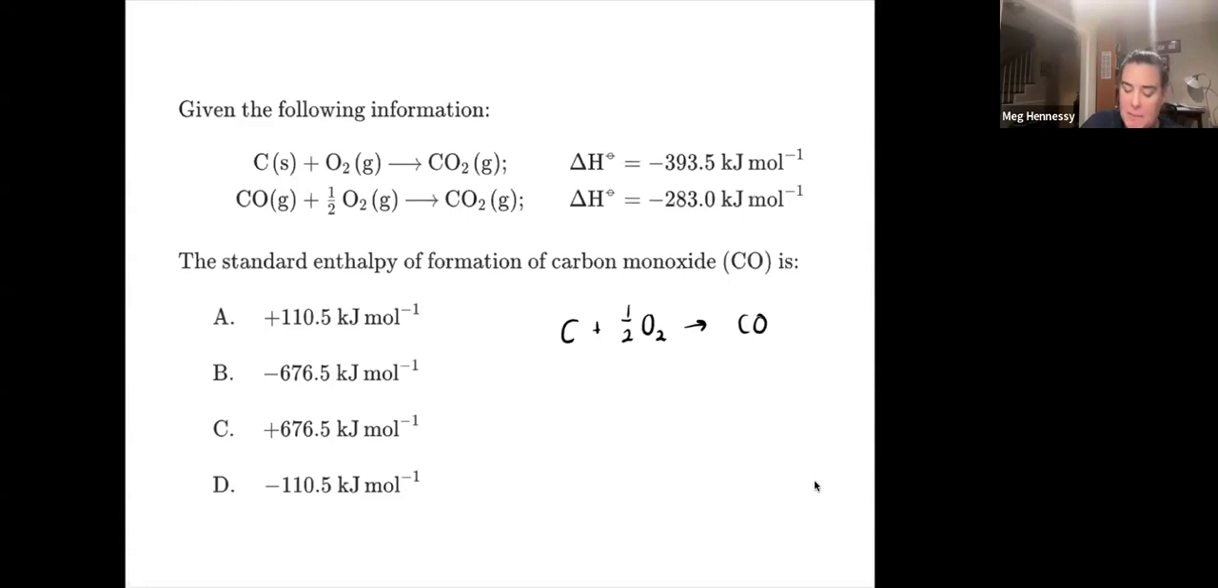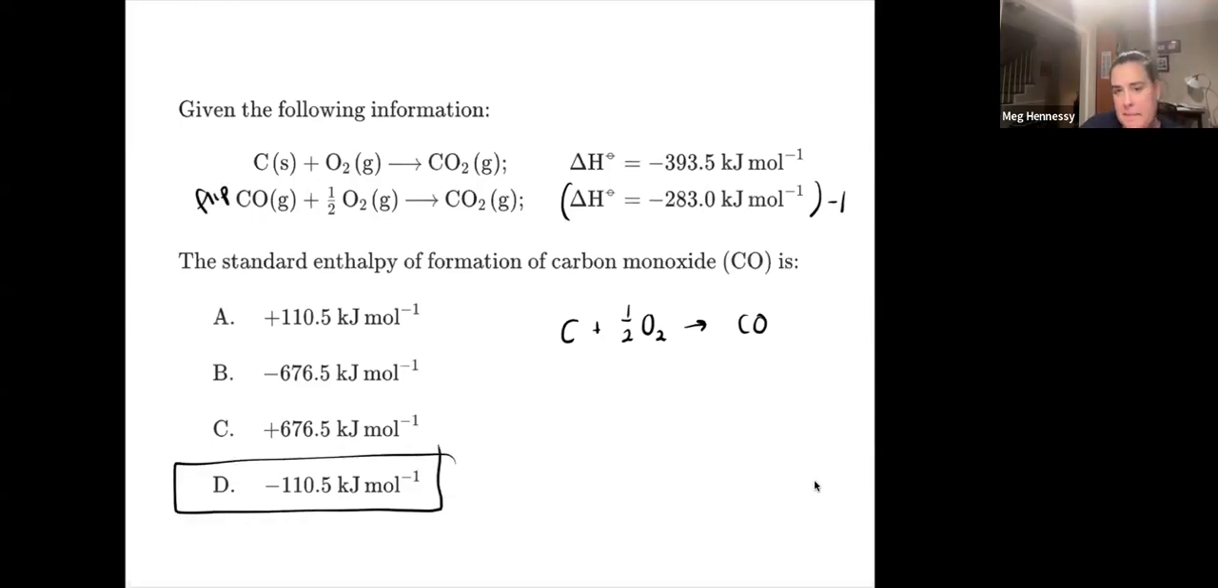And overall, I'm seeing what many of you did was you flipped this second reaction. You added them together and you got choice D. Excellent. So we're going to leave choice A alone. We're going to keep it going forward because it has the right reactant, carbon. And we're going to flip the second equation because it has CO on the wrong side. So the best answer here is D.